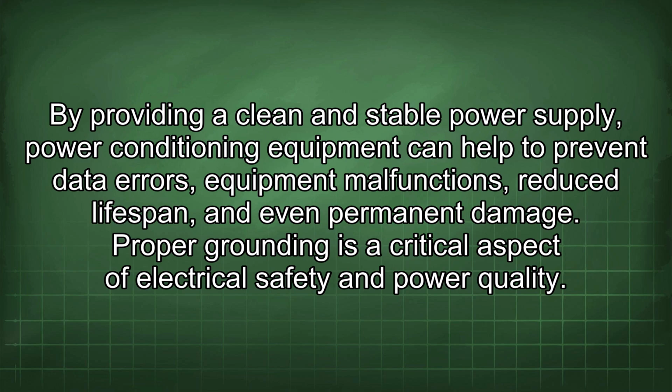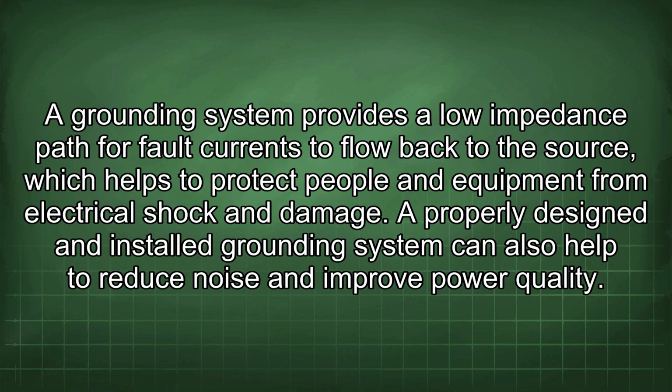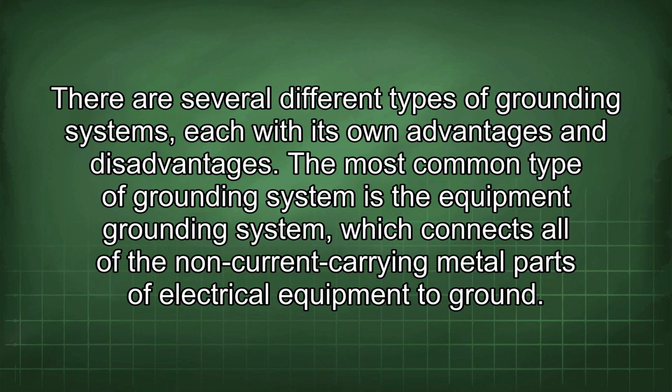Proper grounding is a critical aspect of electrical safety and power quality. A grounding system provides a low impedance path for fault currents to flow back to the source, which helps to protect people and equipment from electrical shock and damage. A properly designed and installed grounding system can also help to reduce noise and improve power quality. There are several different types of grounding systems, each with its own advantages and disadvantages.